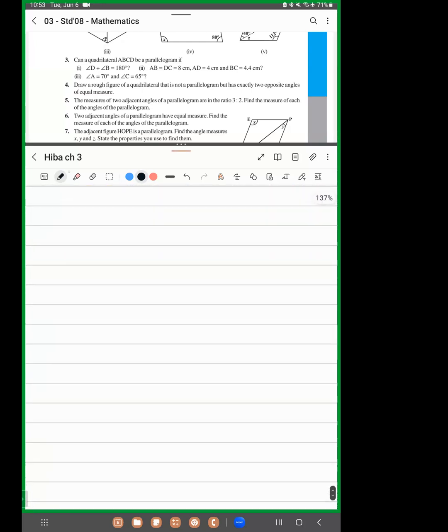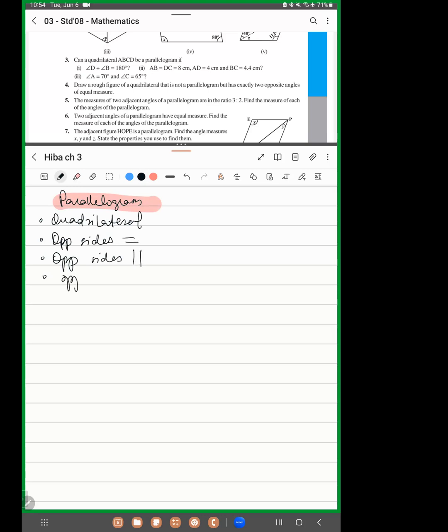Let us see the definitions of each of these things, okay? First, let's start with the definition of a parallelogram. Quickly tell me its definition. A quadrilateral, then opposite sides are equal. Opposite sides are parallel. Opposite angles are equal. This is the definition of a parallelogram. We are only looking at the definition.